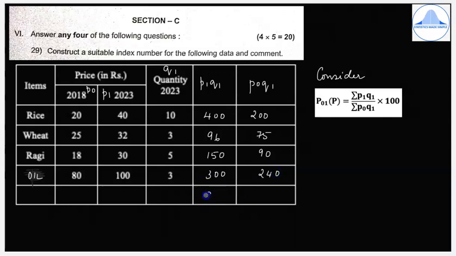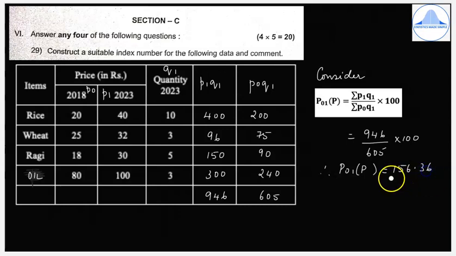So this total is 946 and summation P0 Q1 is 605. So this is equal to 946 divided by 605 into 100. So therefore P01 of P is equal to 156.36. So if you do the calculations till here, you will get 4 marks.